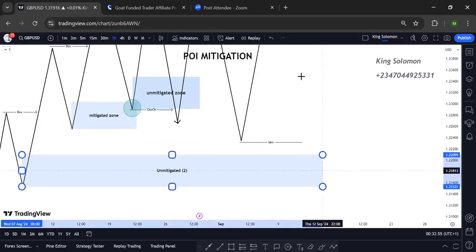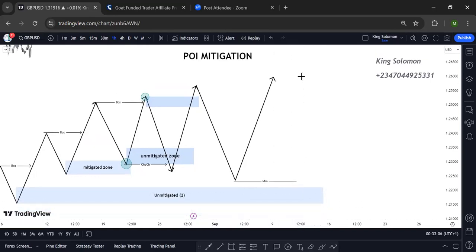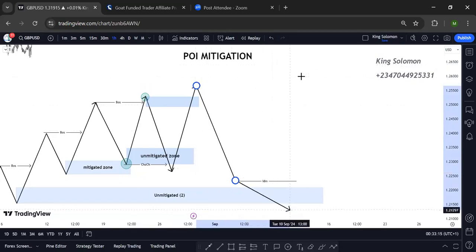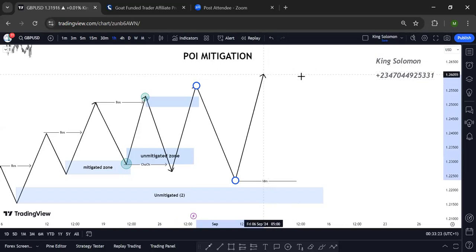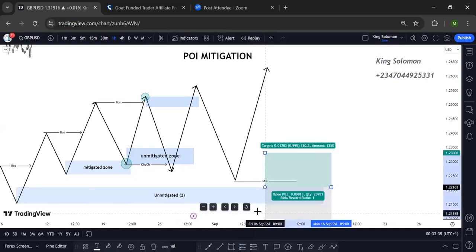You're still sticking to your unmitigated POI. In this case, you want to stick to this. This IDM was taken in the first place, then another IDM was created because this zone still remains unmitigated. Except if price goes to tap into a higher time frame supply zone, that's when it might have the power to take out your unmitigated zone, right? But if it's still valid, if it's still in a free space of price action, then you can expect that price will still come down to take out your IDM and tap into your unmitigated zone. So apart from liquidity, you want to work with your POI mitigations.